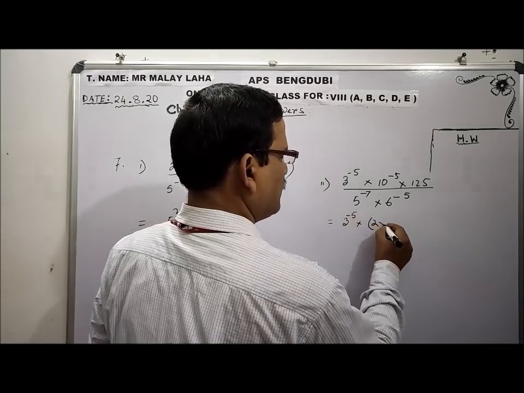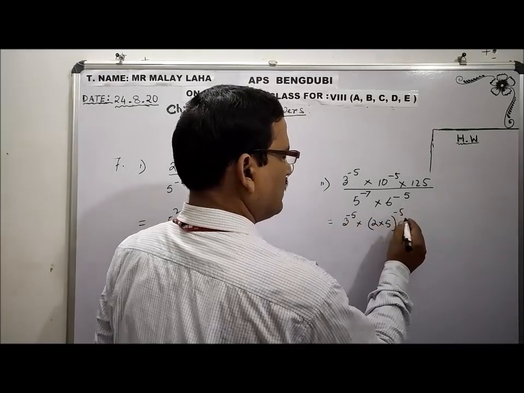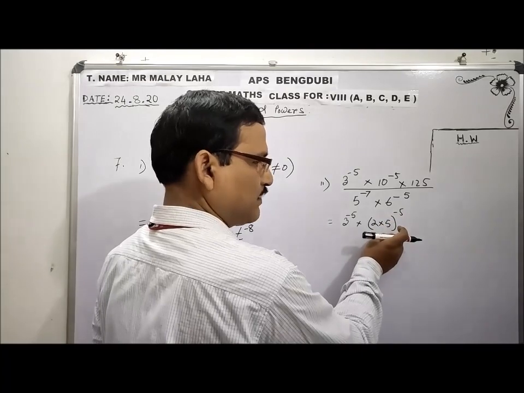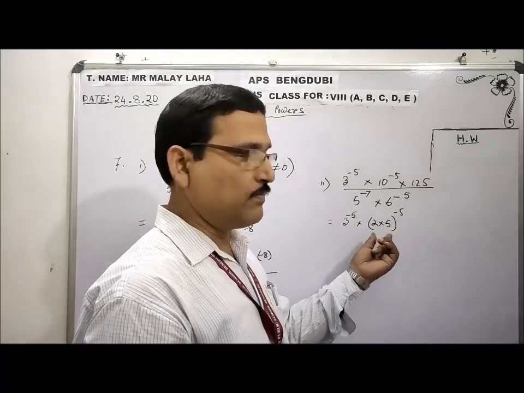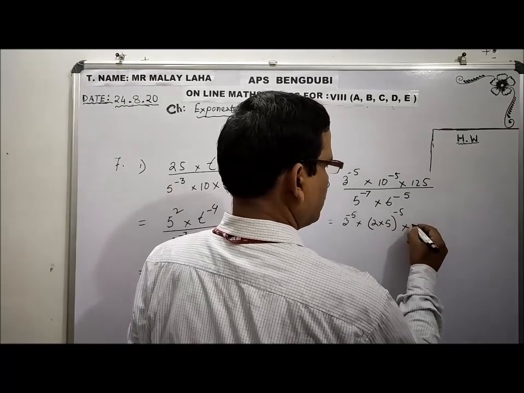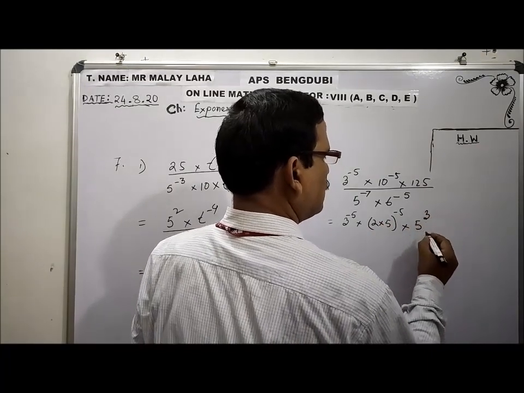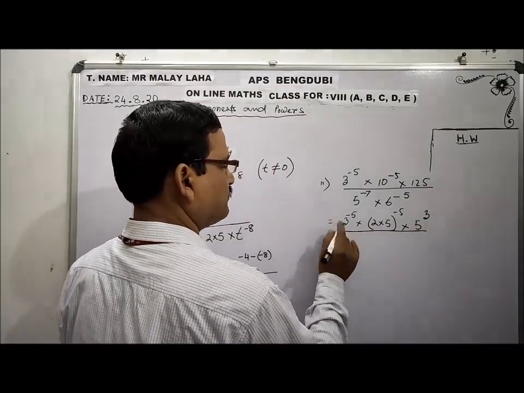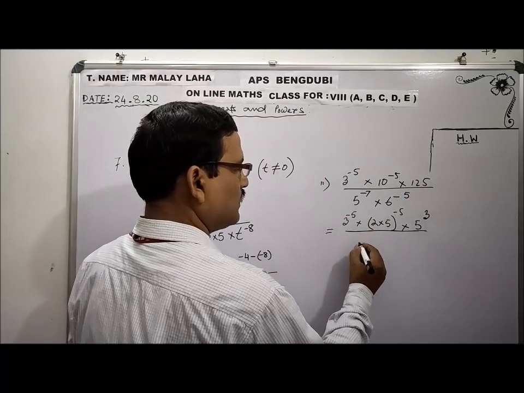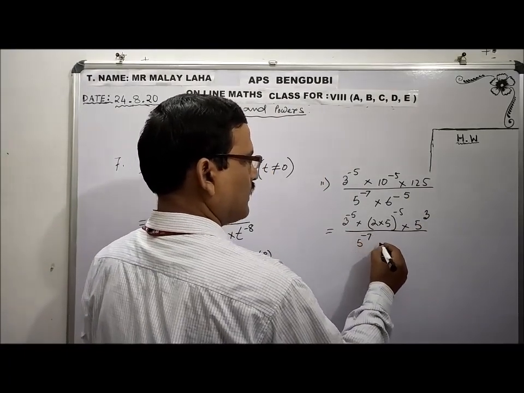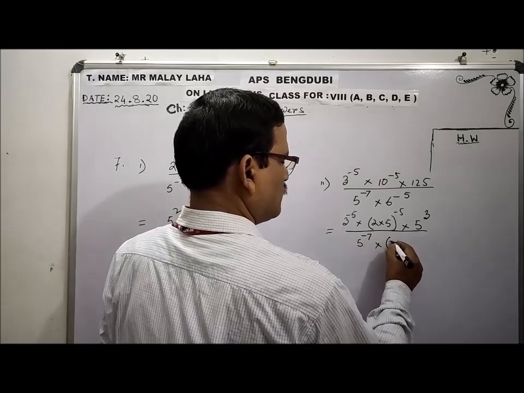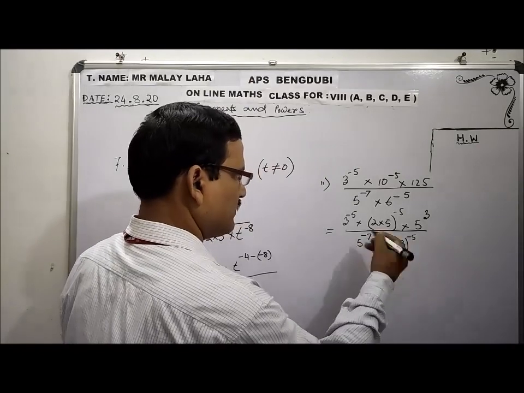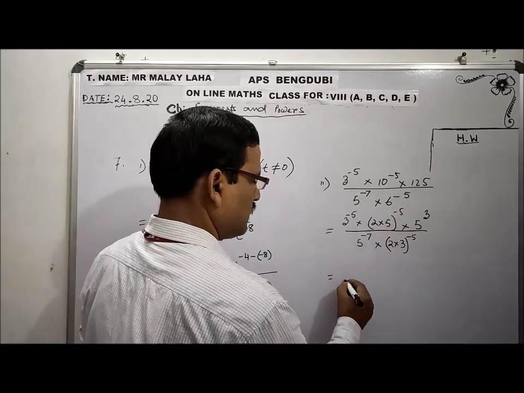So this can be written 2 into 5 raised to minus 5. Now this minus 5 is on 2 and 5 both. It is in a which form? Non-distributive form. I have to distribute it afterward. Now here 125 can be written 5 raised to 3. Now here 5 raised to minus 7 into 2 into 3 raised to minus 5. Clear? Now distribute form you follow.